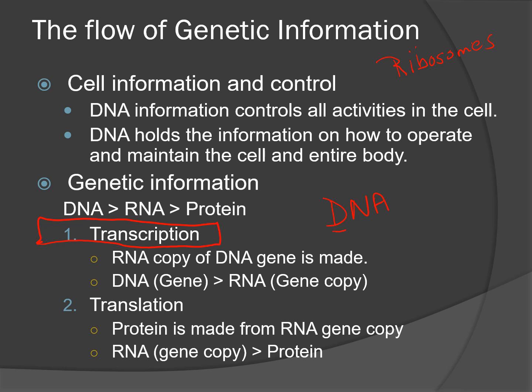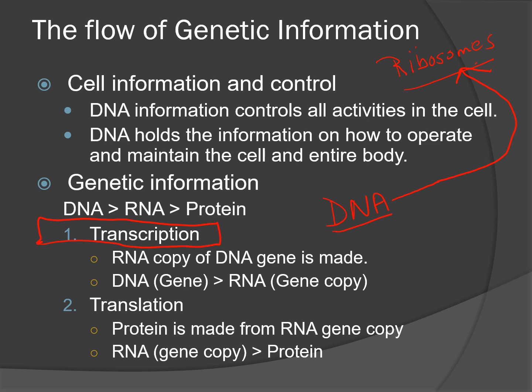DNA has the instructions for making a protein. You can think of DNA like a cookbook. It has the recipes for the thousands of different proteins you make. But they're not going to be made inside the nucleus. They're made out at the ribosome. So you need a way of getting those instructions from the DNA in the nucleus out to the ribosome.